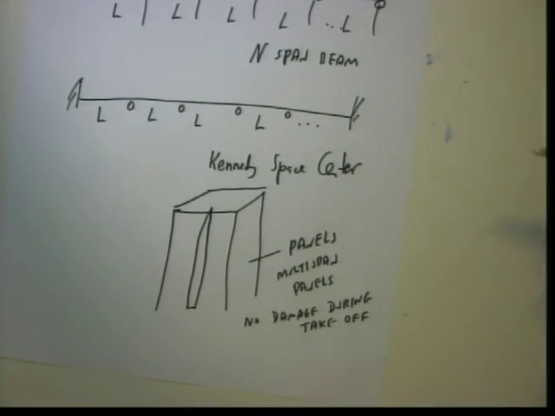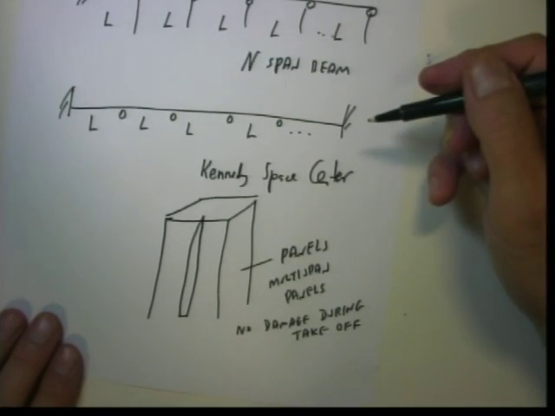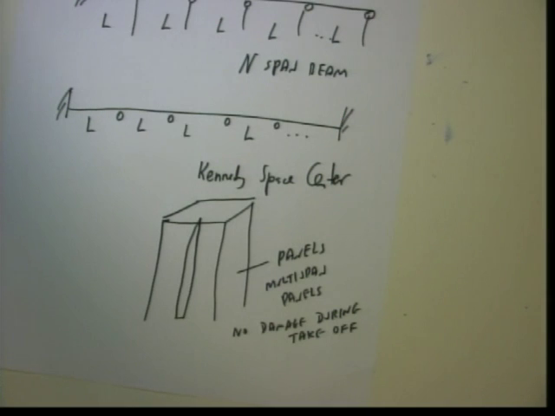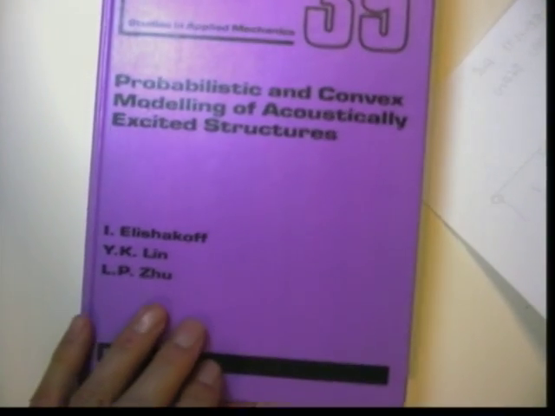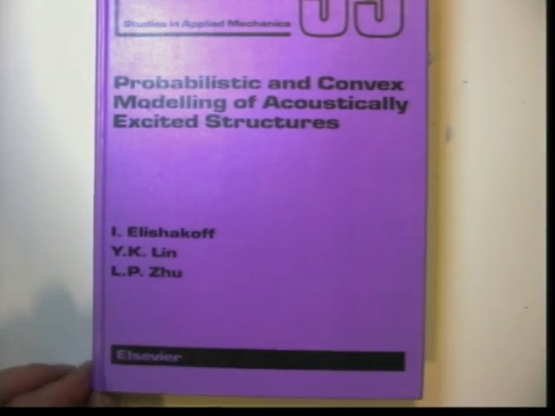So we had this grant here at FAU from Kennedy Space Center. And actually, we wrote a book. They allowed us to summarize it in a book. It is called Probabilistic and Convex Modeling of Acoustically Excited Structures. If you want, there are many multi-span systems, etc. It is available in the library.